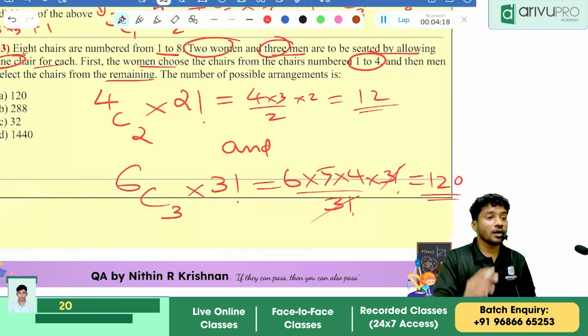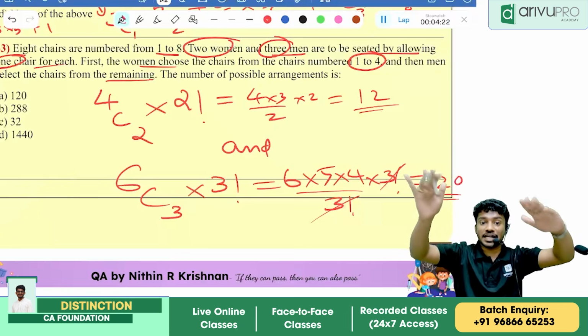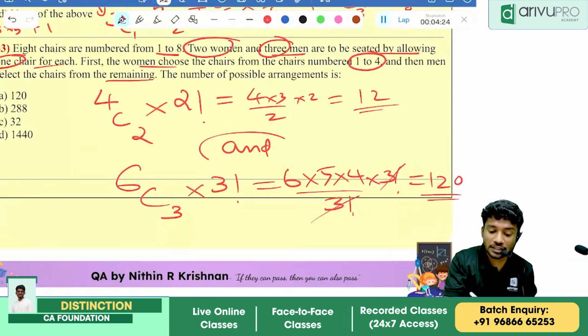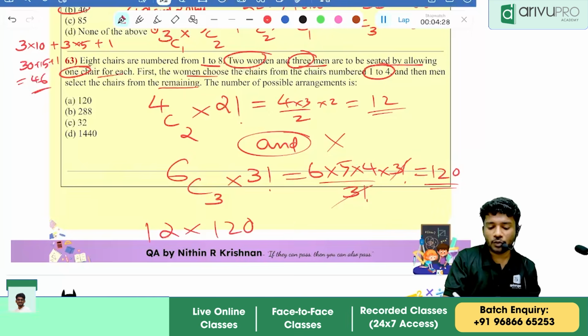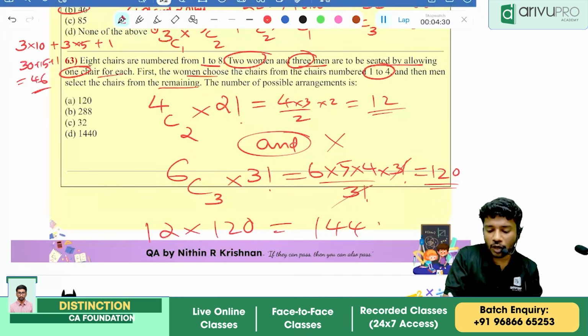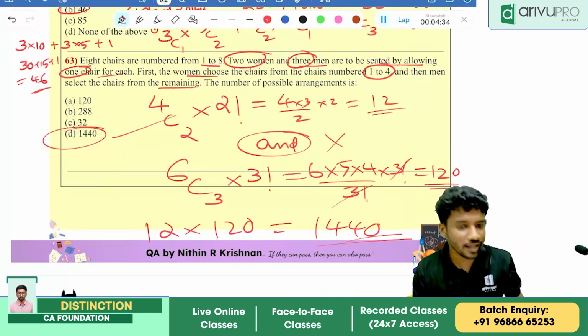120 is the number of ways. People, women select, they sit. And men select, men sit. And that means multiplication. The answer will be 12 into 120. How much is it now? 1440. Which option is the answer? Option D is the answer.